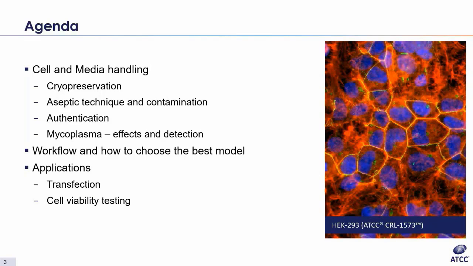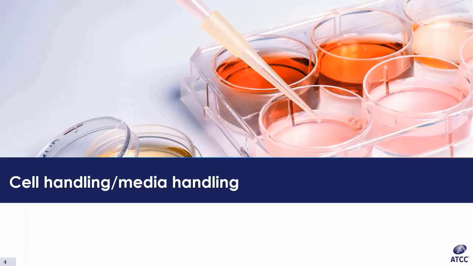In today's presentation, we're going to start with cell handling tips, focusing on cryopreservation, aseptic technique and contamination, cell authentication, and issues with mycoplasma. We'll then discuss reasons for choosing certain cell types from primary cells to cell lines, and finish with some points on transfection and cell viability. So we're first going to start with some cell and media handling techniques.